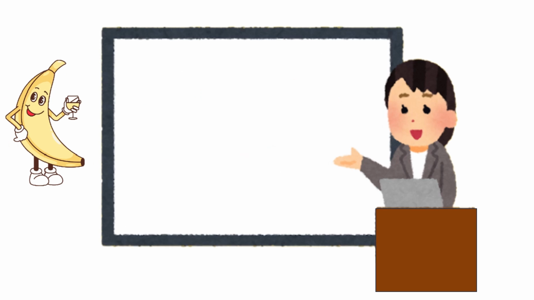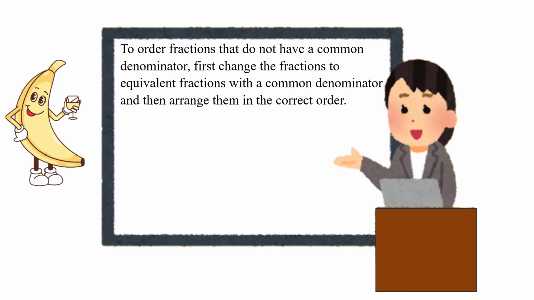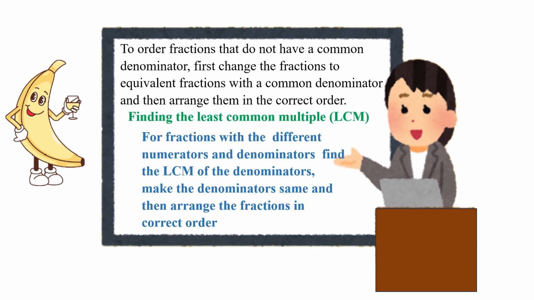Now the next method is to order fractions that do not have a common denominator. You first change the fractions to equivalent fractions with common denominator and then arrange them in the correct order. And the last one, by finding the least common multiple. That is, for fractions with different numerators and denominators, find the LCM of the denominators, make the denominator same, and then arrange the fractions in correct order.